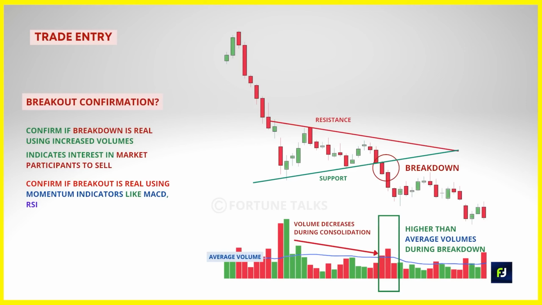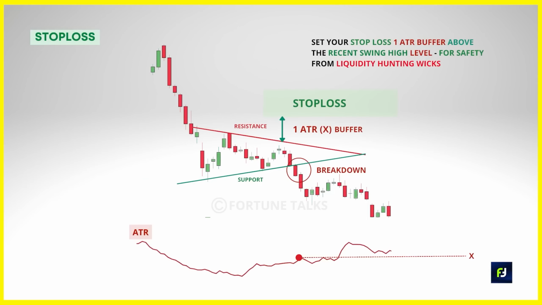Now the volume generally declines during the pennant formation and it increases above average when the breakout happens. Now the stop loss can be kept above the swing high level of the pennant, and providing an ATR buffer above the swing high can deal with the unexpected overshoots and stop loss hunting.